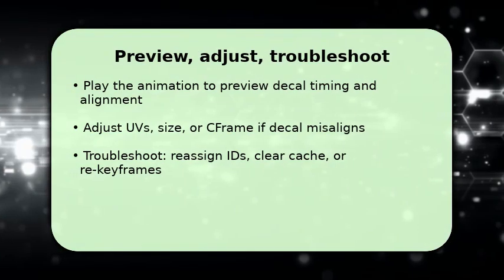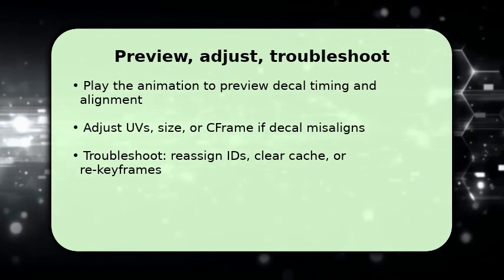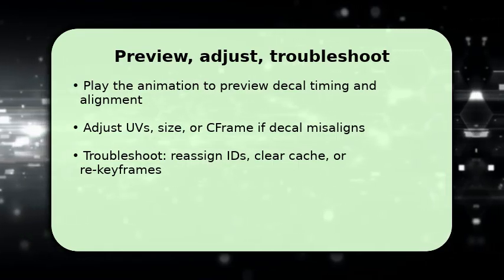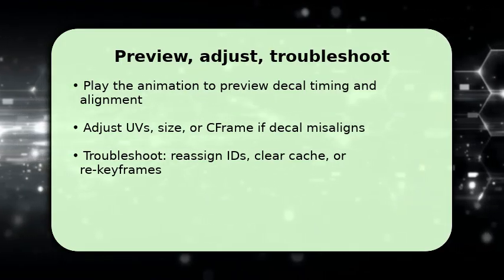You finish by previewing the animation in Moon Animator and watching the decal change at the intended frame. This confirms timing and alignment. If it's off, adjust the decal's size, offset, or the Part C frame and rekeyframe to lock the correction.